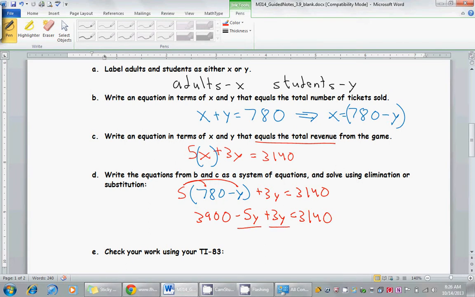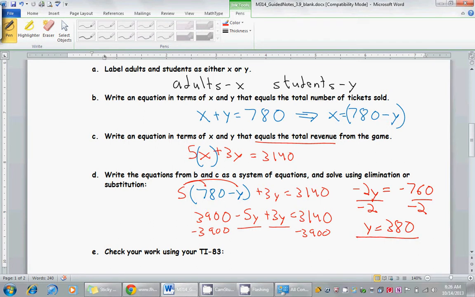Negative 5y plus 3y, that's going to be negative 2y. If I subtract the 3,900 over, okay, actually I'm going to move over to the right here. Let's try this again. Alright, subtract the 3,900 over, I will get negative 2y equals, and now 3140 minus 3,900, a little bit of mental math, I believe that's going to be negative 760. So, divide both sides by negative 2, and y equals 380.